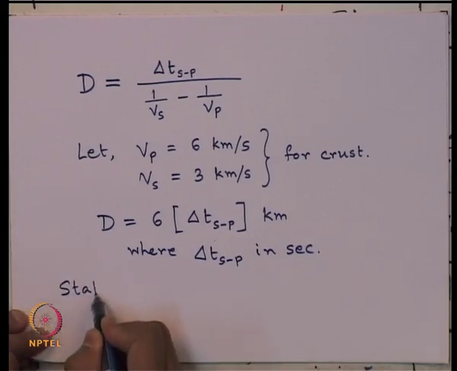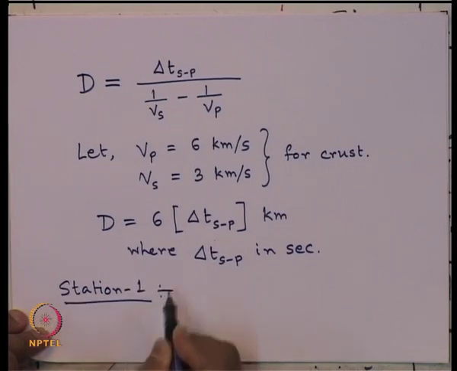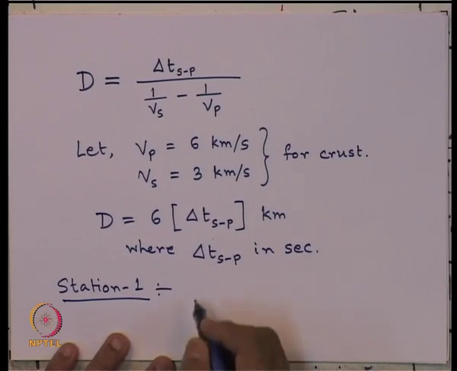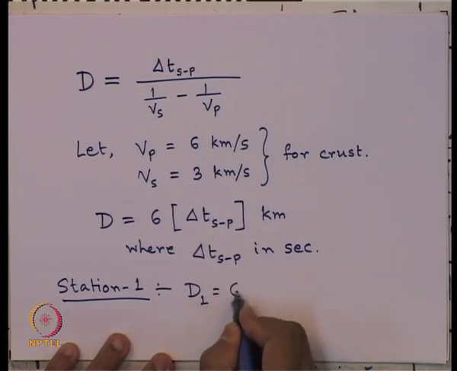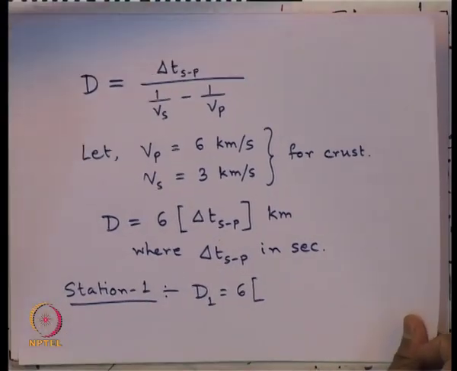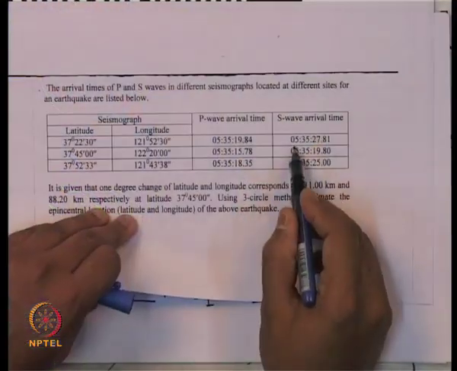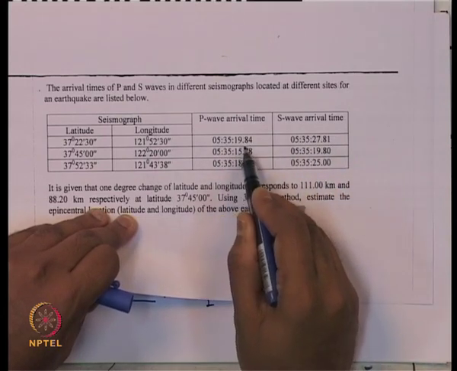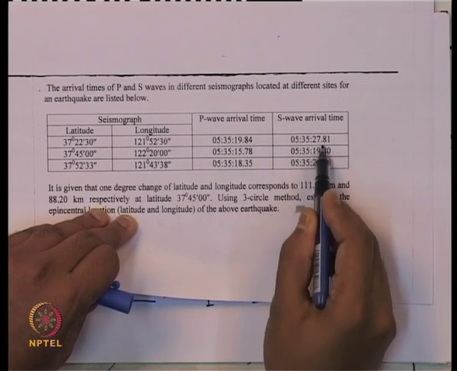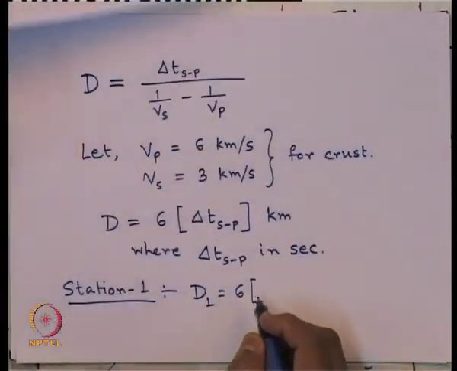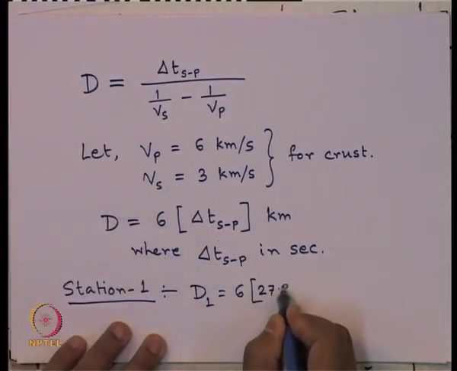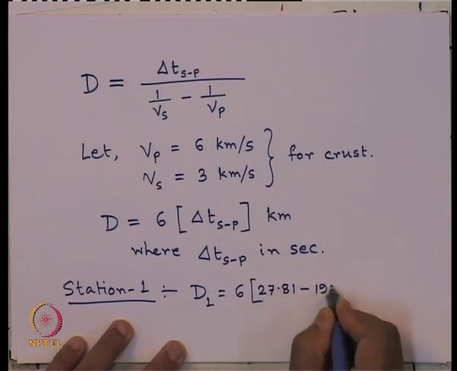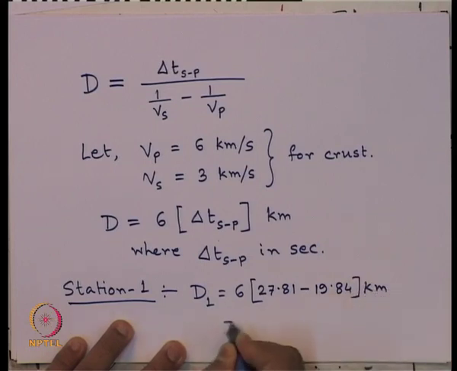So, for seismograph station number 1, what is the value of this delta t s minus p? Let us calculate d, say d 1. D 1 will be 6 times this time difference. Let us look at over here. The arrival times are 5 hour 35 minute 27.81 second and 5 hour 35 minute 19.84 second. So, in the second unit the difference is 27.81 minus 19.84, so much of kilometer, which works out to be 47.82 kilometer.